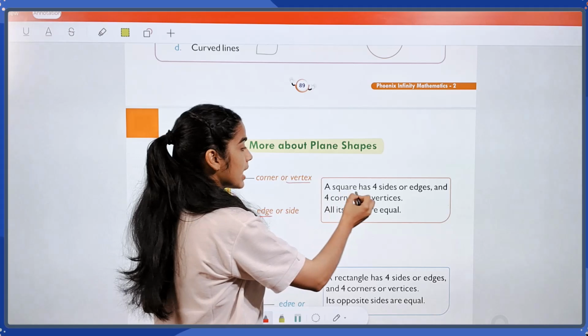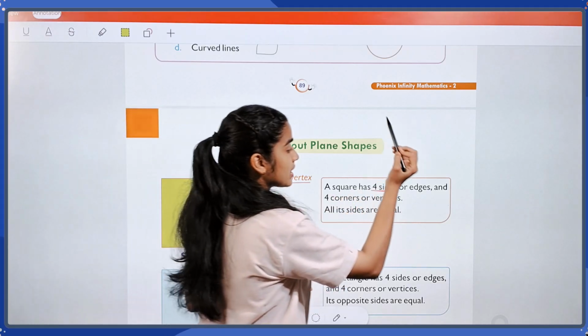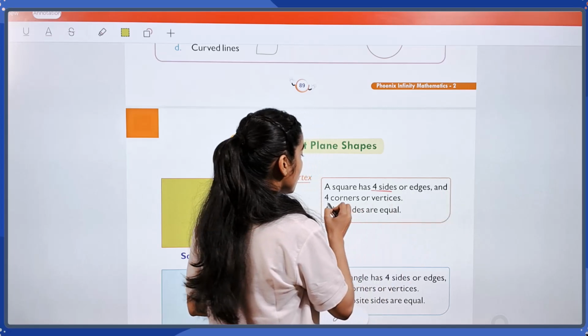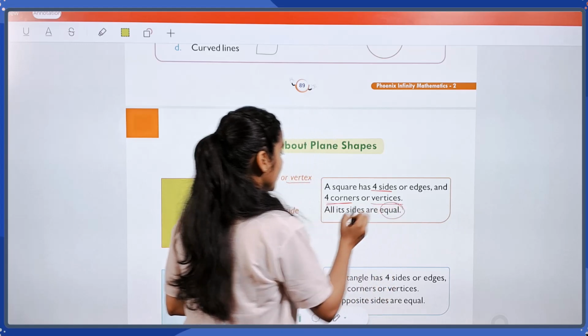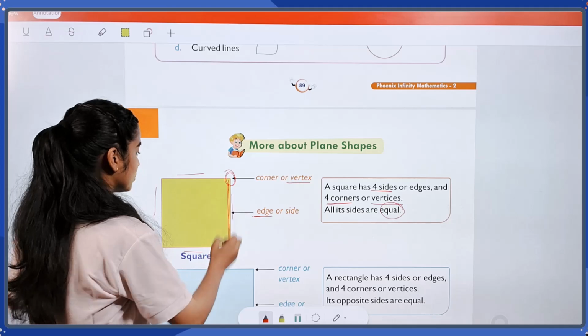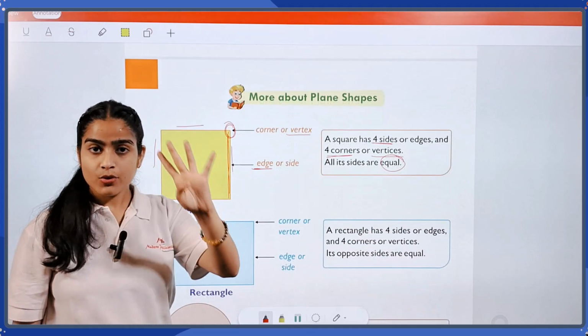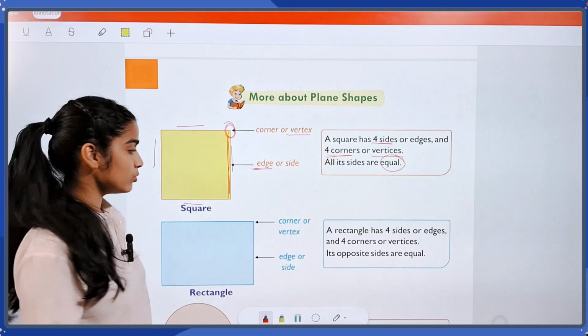A square has four sides. How many sides? Repeat after me. Four sides or edges, and four corners or vertices. All its sides are equal. It means this is equal to this, equal to this, and this is equal to this. Four corners, four sides, and all its sides are equal to each other.